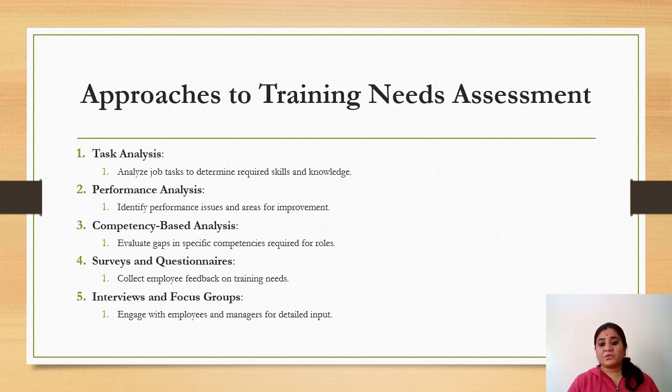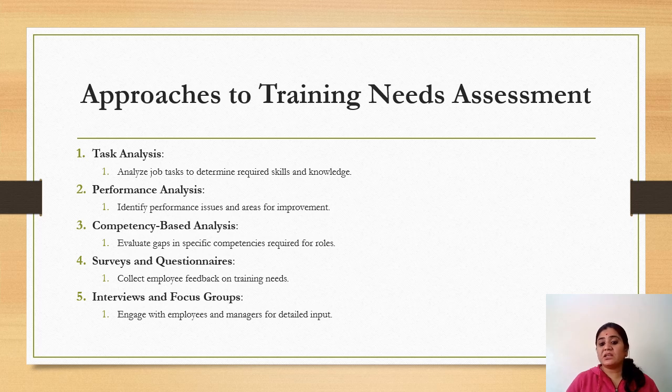Then there are various approaches to TNA. The first approach is task analysis. So task analysis is basically analyzing specific job tasks to determine what skills and knowledge are needed for optimal performance in those tasks. The second one is performance analysis, meaning identifying specific performance issues and areas that need improvement. This approach is often used when there is a clear decline in productivity or quality.